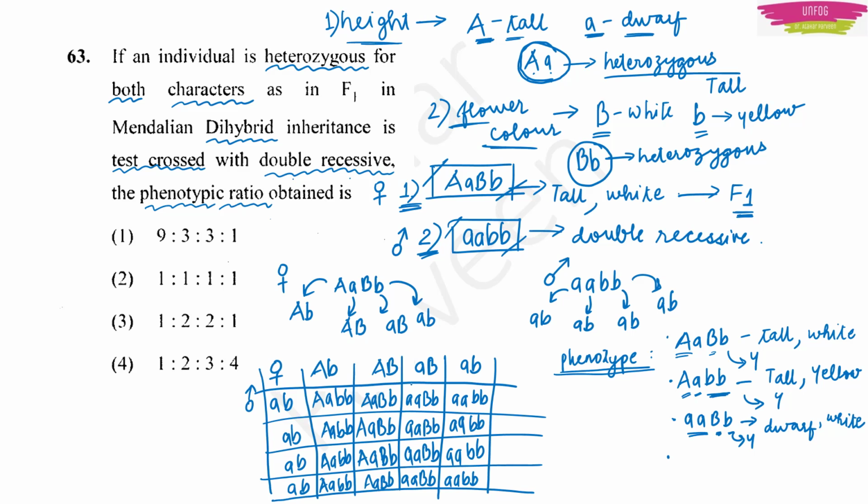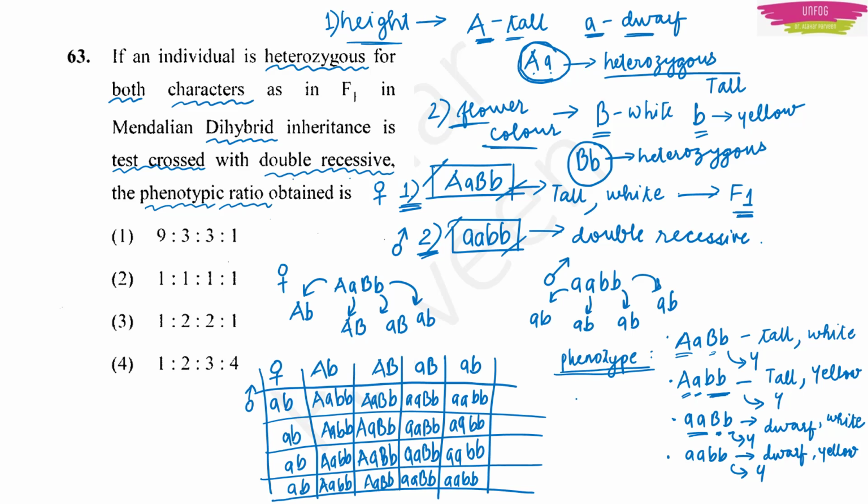Now the next type we have is small a, small b. Now small a, small b, they are both recessive. They are homozygous recessive. So we are getting dwarf, yellow colored flowers plant. And how many such plants are present? 4 such plants are present. Now these are the total genotypes we have, and from those genotypes we made out the phenotype also.